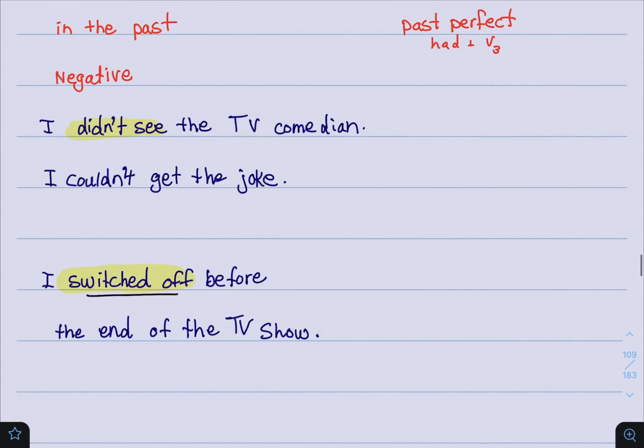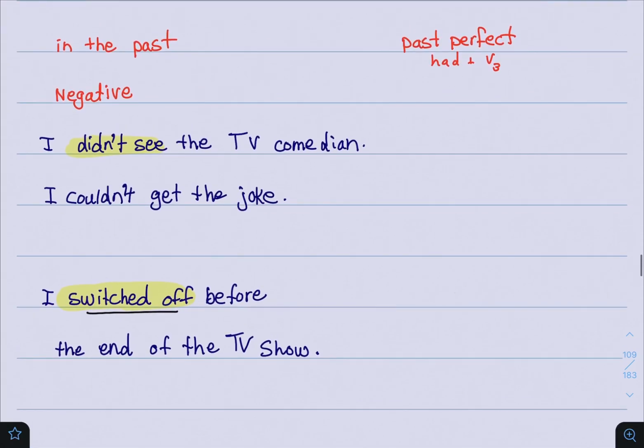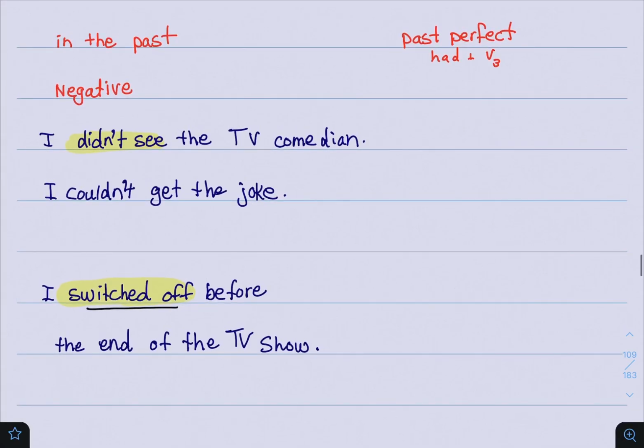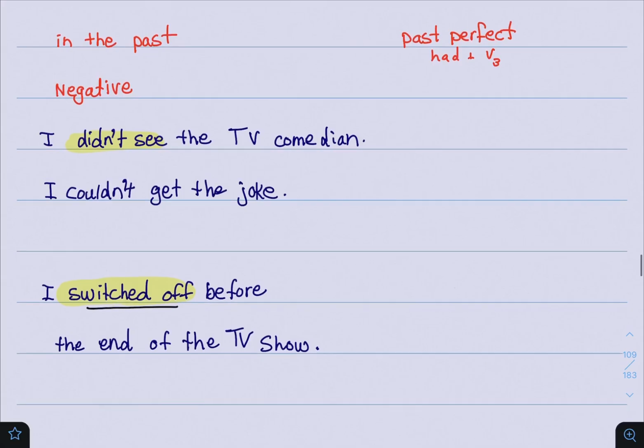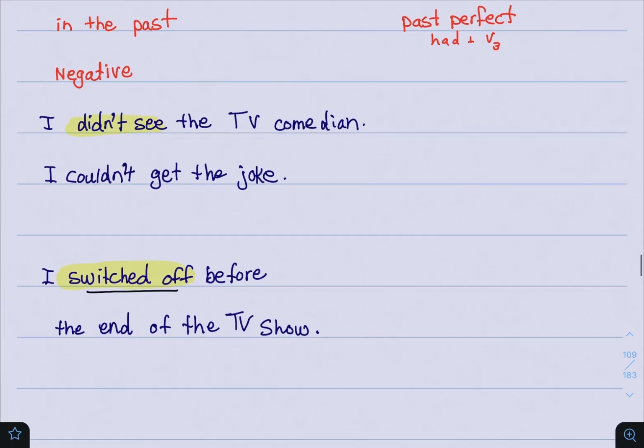I didn't see the TV comedian. I couldn't get the joke. I switched off before the end of the TV show. So if you have realized, these statements are in the past. الجمل هذه في الماضي. Okay, so what you are gonna do is that you are gonna wish for things that happened in the past that you now regret. أشياء حصلت في الماضي لكن الآن تندم عليها.